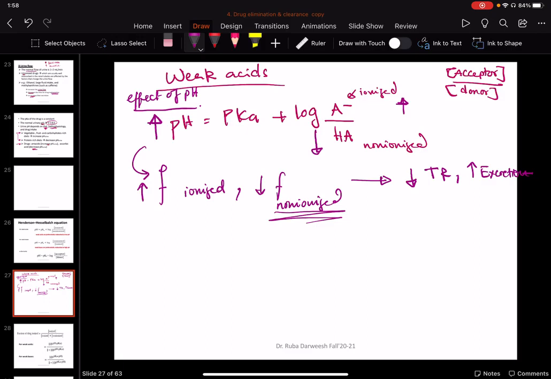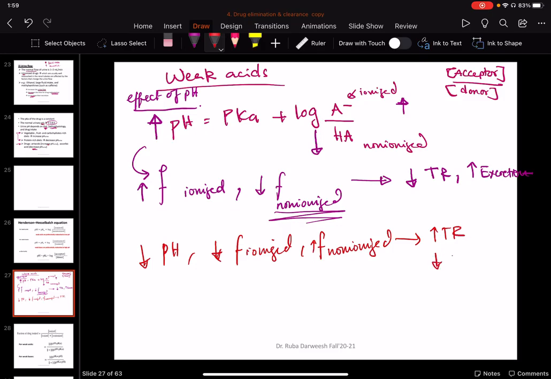If the pH is decreased, then the opposite would happen, because the ionized fraction will be less and the non-ionized fraction will be increased, so tubular reabsorption increases and excretion decreases.